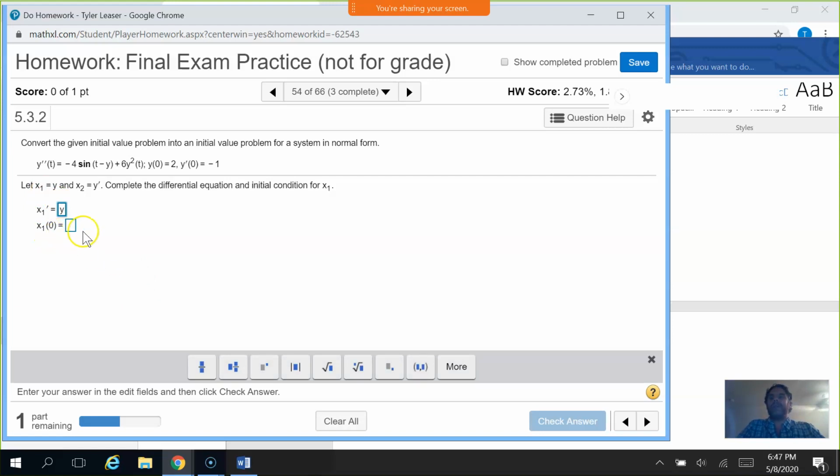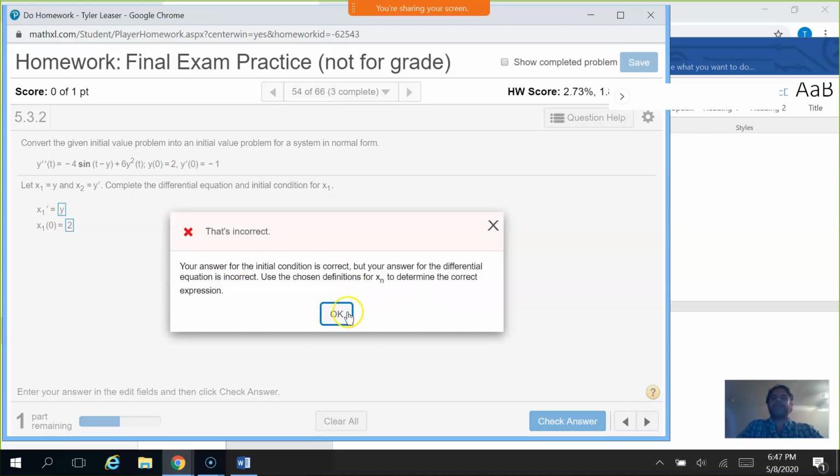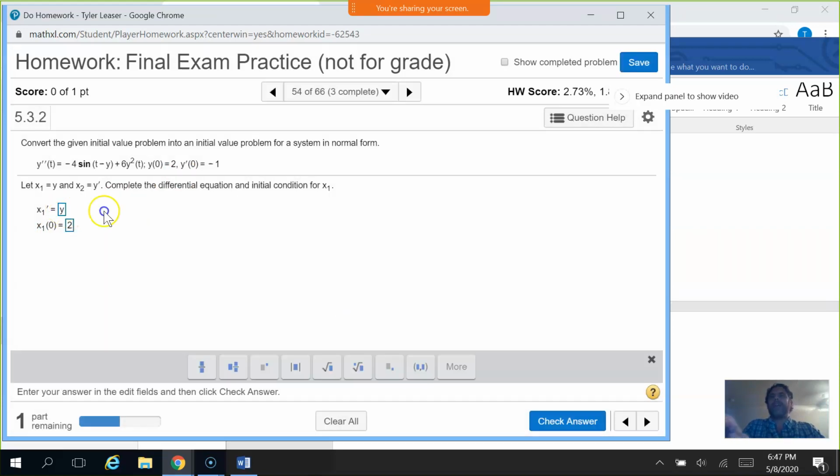x1 at 0 would be y at 0, which is 2. Oh, right, they don't want us to write it like that, I forgot. They want it in terms of the x1 stuff, right? So, and it's the derivative. All right, I was going too quick. My bad. It won't let me delete my answer. It's stuck there. There it goes. All right, sorry, slowing it down.